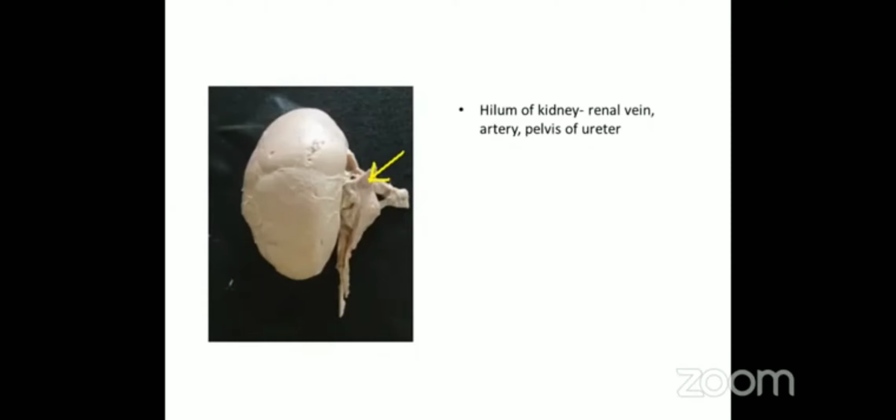And these structures which are visible are the structures in the hilum of the kidney, the entry point. How they are arranged: the vein is the anterior most structure, the renal vein, then the renal artery, and the posterior most is the pelvis of the ureter. So this is the right kidney, because the vein is anterior most, then the artery, and the ureter posterior most and directed downwards. That will help to determine the side. So that is about the kidney.